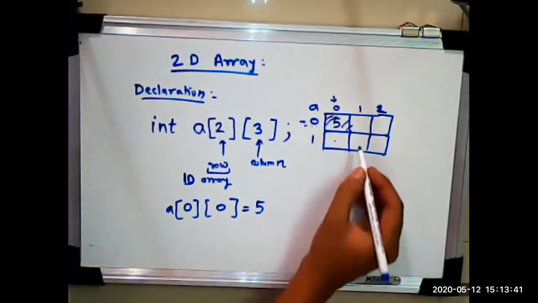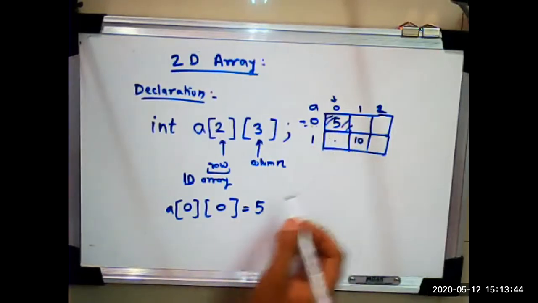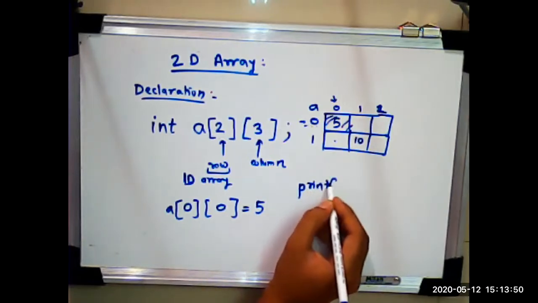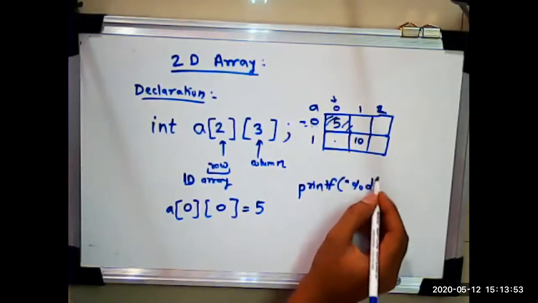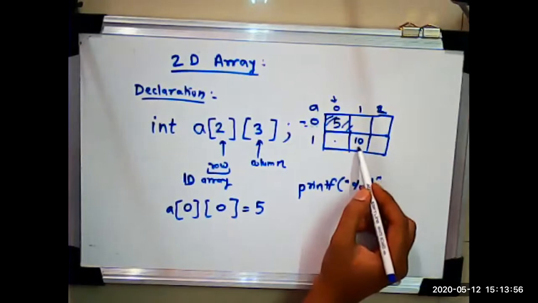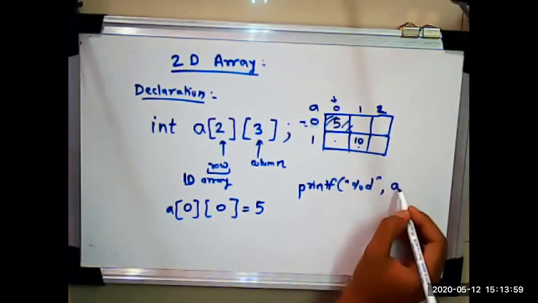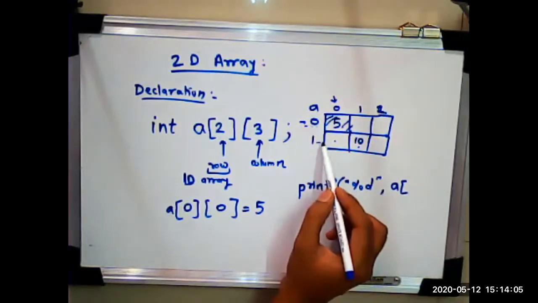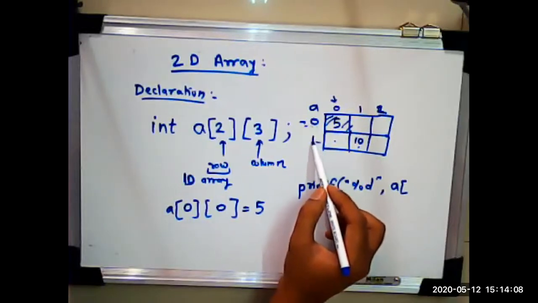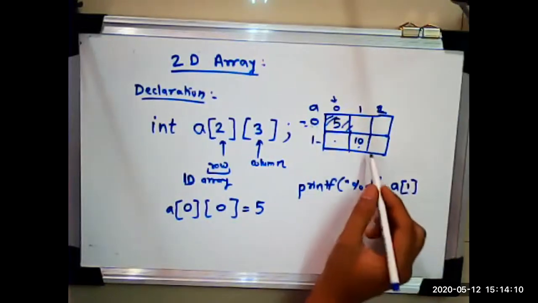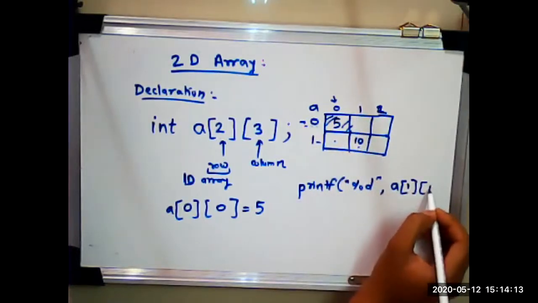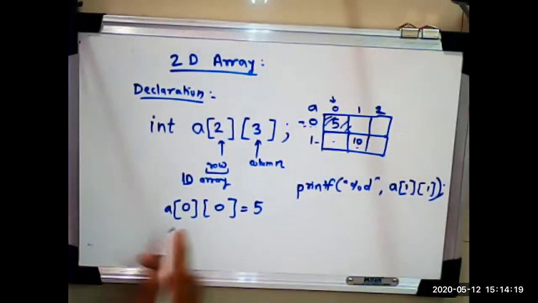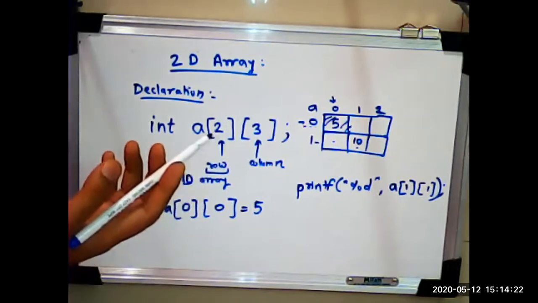Got it? And suppose 10 is already stored here and you want to access it. You can access this particular memory by using the statement printf %d, and now I want to print this value. So how to print? By using the name of the array, and then the first is always the row number, your 1D array. Okay, row number is 1, and the second one is the column number, which is 1.